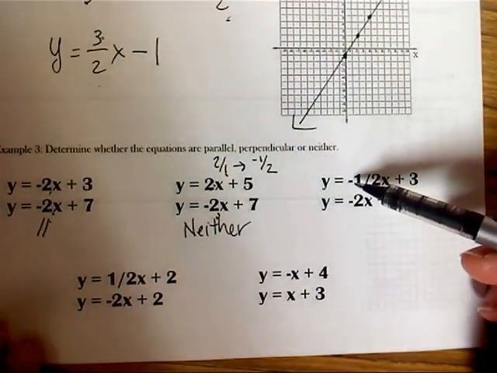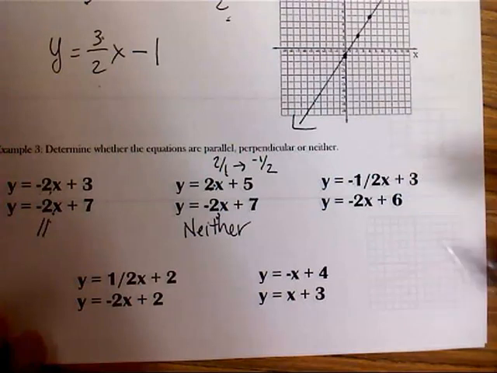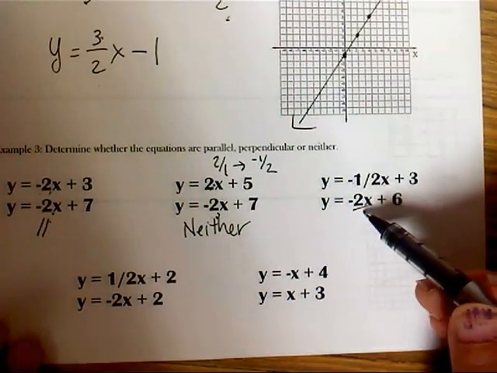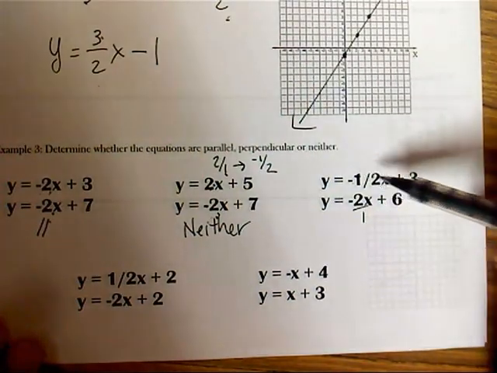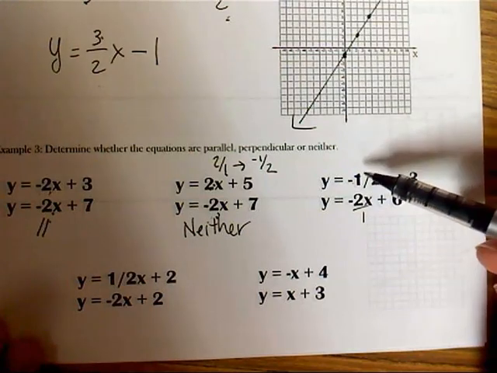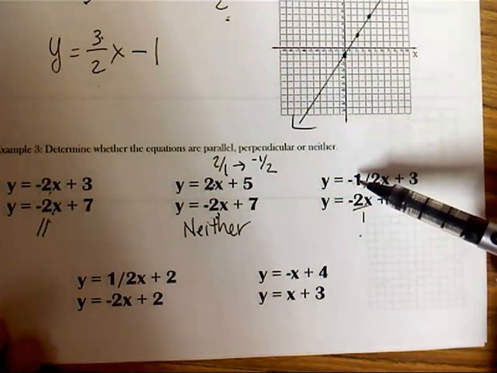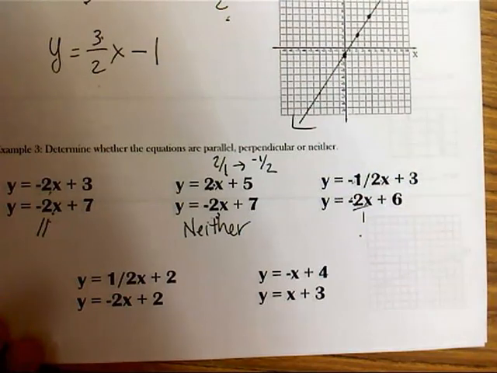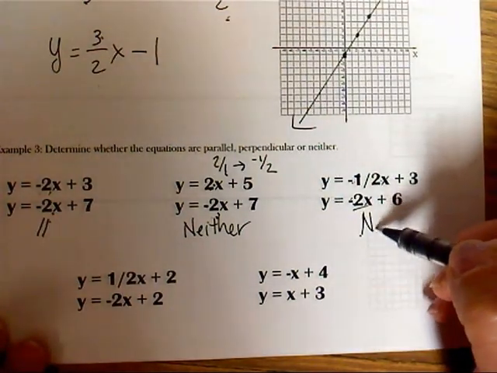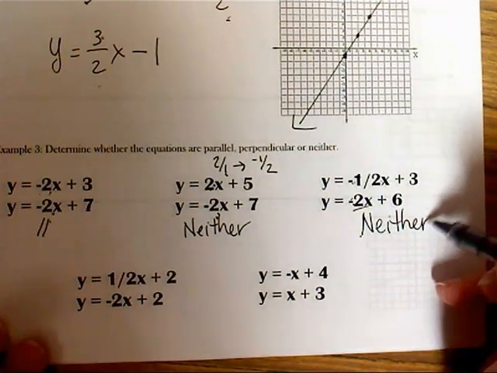Okay, so this time, negative 1 over 2 for a slope, and this one is negative 2 over 1. So they have flipped them correctly, 1 over 2, 2 over 1, but since they're both negative, that is the only thing stopping them from being perpendicular. Really looks like they're perpendicular, but because they both have the same sign, they are not. So this one is also neither.